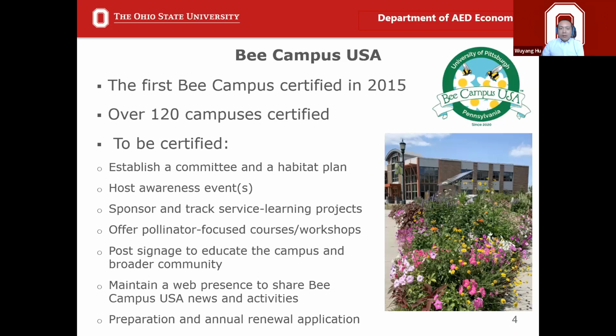Now, I want to zoom in to the Bee Campus USA certification. It's offered by the Xerces Society. As you can see, this is the logo here, the Bee Campus USA logo. And the certification started in 2015, quite a number of years ago. So far, about 120 campuses have signed on, essentially got certified based on this principle. There are a couple of requirements in terms of what the campus should be doing to be able to earn that certification.